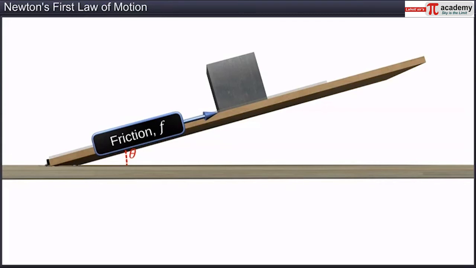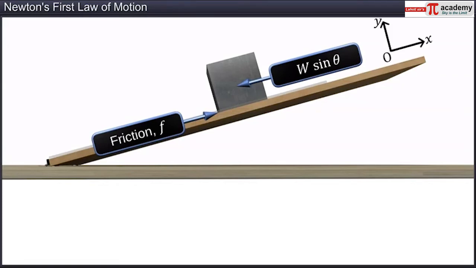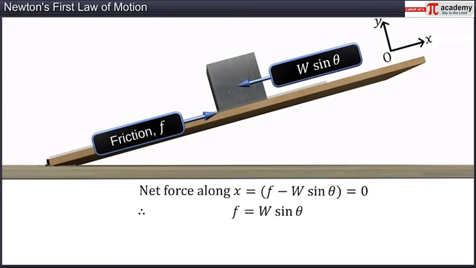How do you find the magnitude of this frictional force, F? There is no motion of the iron cube in the x direction. That is, the iron cube is at rest as far as the x direction is concerned. This implies the net force in the x direction is 0. Net force along x is equal to F minus W sin theta is equal to 0. Therefore, F is equal to W sin theta.